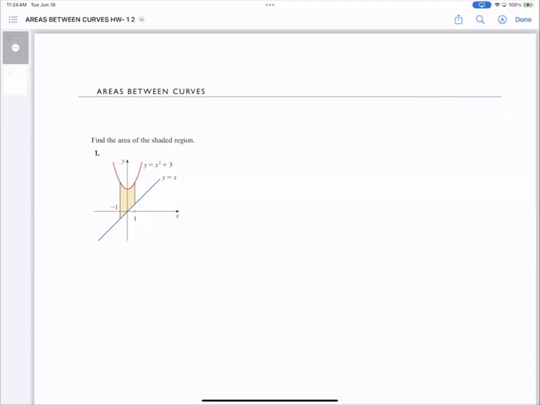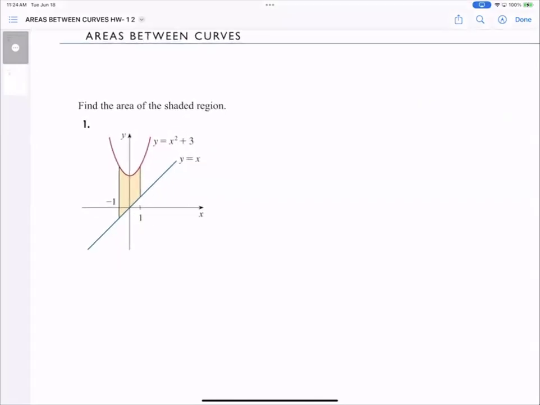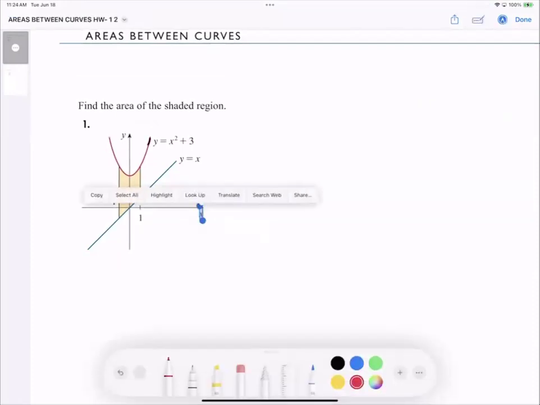In this question, we are interested in finding the area of the shaded region bounded between these two functions. The top function, as you can see, is x squared plus 3, and the smaller y value is y equals x. So how do we calculate this area?